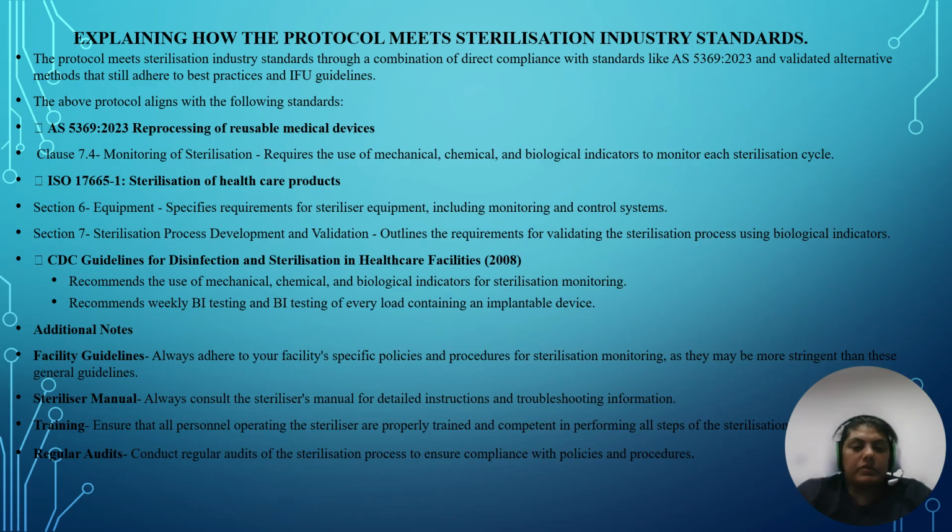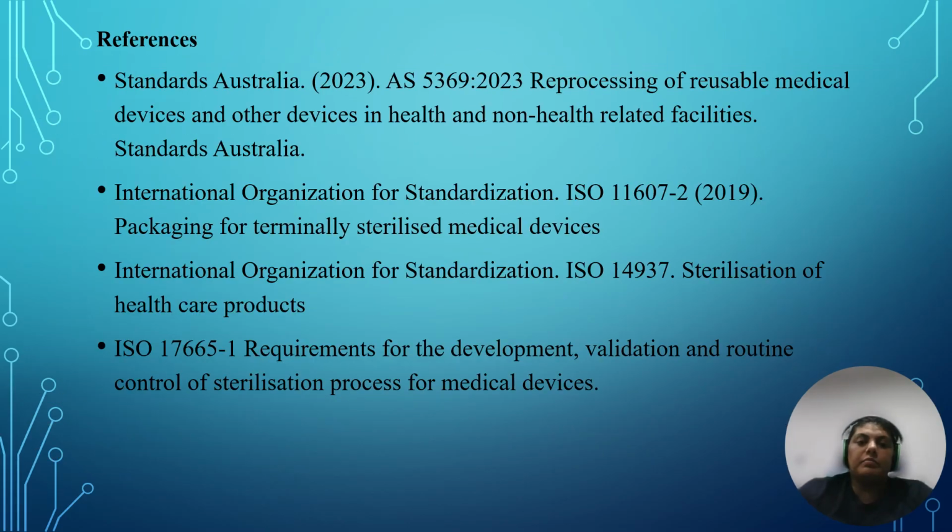Sterilizer manual: always consult the sterilizer manuals for detailed instructions and troubleshooting. Training: ensure all personnel operating the sterilizer are properly trained and competent in performing all steps of sterilization. Regular audits: conduct regular audits of the sterilization process to ensure compliance with policies and procedures. Regular validation: conduct regular validation of the sterilization process to ensure compliance with policies and procedures. And here are some examples.